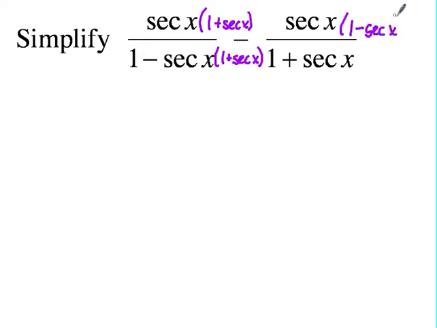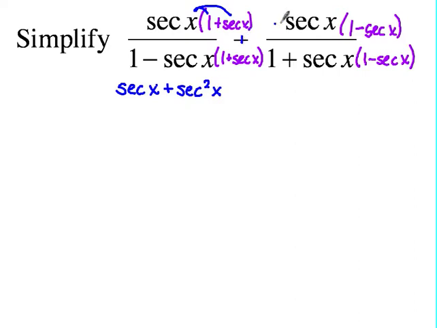Now, if you're wondering why we haven't converted to sine and cosine yet, the reason is we're going to simplify with this first, and then when we get to the very end, that's when we'll turn it into sine and cosine. So now, I've got secant times 1 plus secant, so I'm going to distribute. And what does that give me? Yep, secant squared, good.